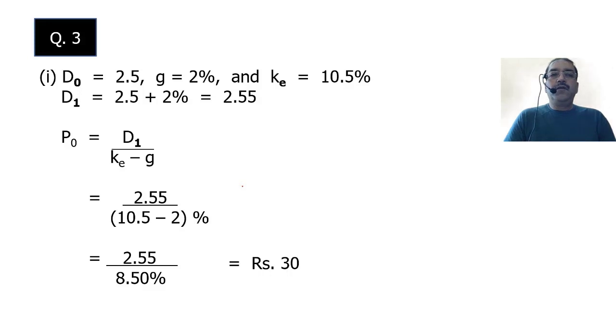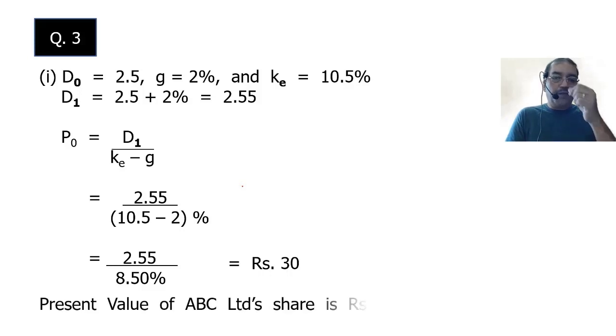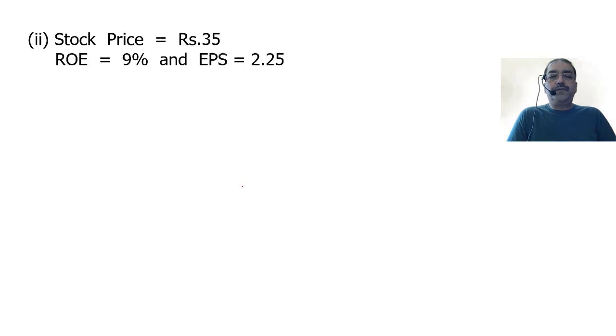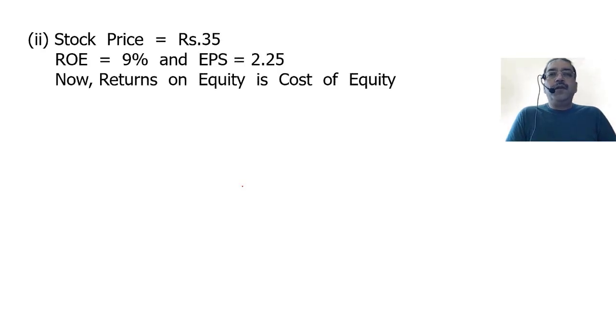Okay. Second part now. What is the second part saying? Second part is saying that the stock price is given to you. Look at the question. Stock price is given to you, 35 rupees. Return on equity is given, 9%. EPS is 2.25. Correct? Now return on equity is nothing but cost of equity. So cost of equity means what? KE. That is given to us as 9%.